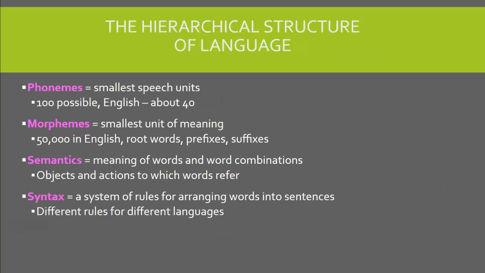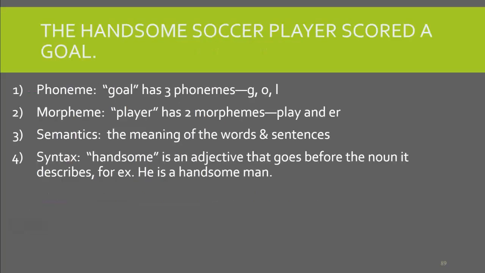Within language, the phonemes are the smallest units of speech. We'll look at a couple examples of those here in a minute. Morphemes are the smallest unit of meaning. Semantics is the meaning of words, and then syntax are the rules for arranging them, like grammar. So for example, the word goal has 3 phonemes: g, o, l, 3 sounds. The word player has 2 morphemes: play, and then by adding the er, that changes the meaning. Semantics are the word's meaning, and then syntax is the grammar.